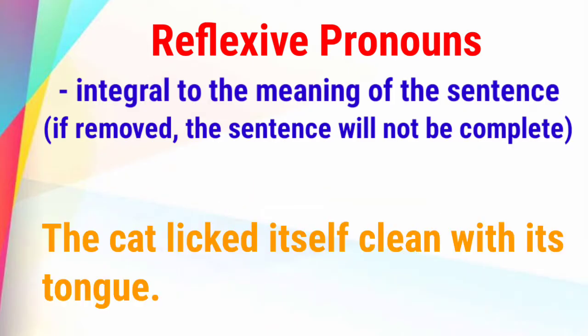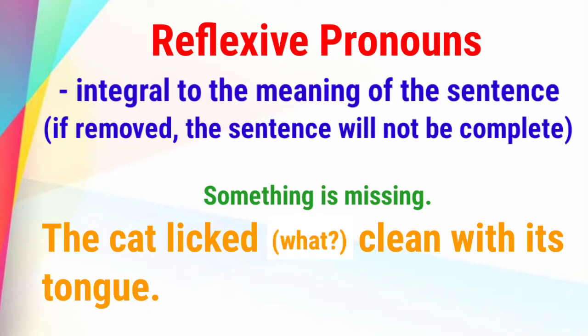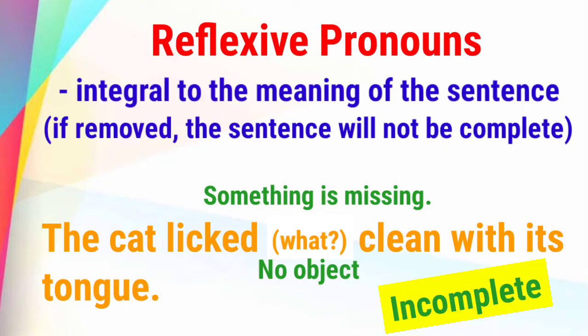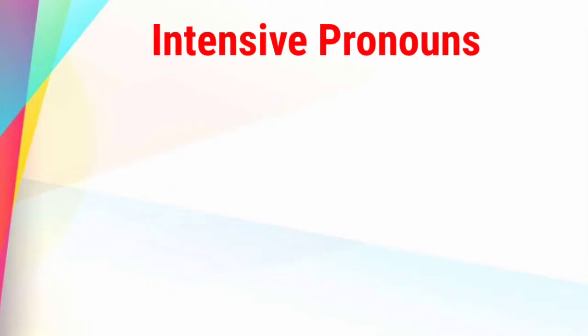Another example. The cat licked itself clean with its tongue. So let's try to remove the reflexive pronoun itself in the sentence. It is now the cat licked clean with its tongue. Something is missing, right? What or who did the cat lick clean? Not given. The object is missing, and so the meaning of the sentence is incomplete. Is it understood?